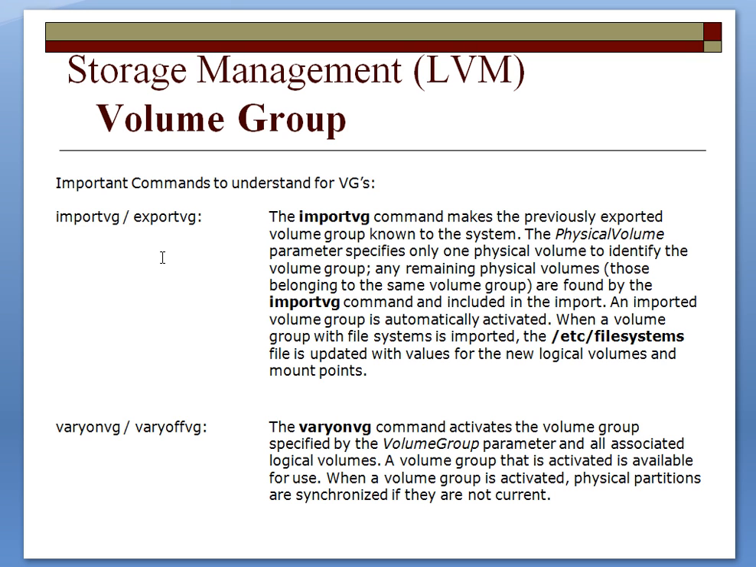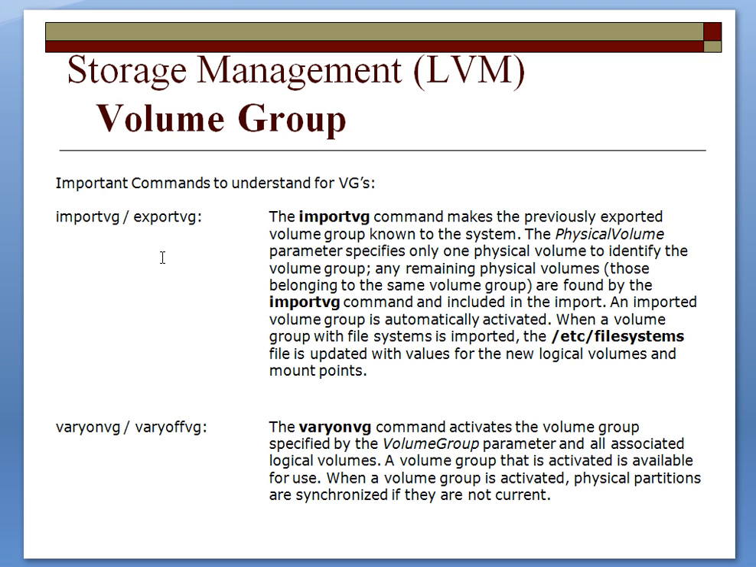So this is the difference between vary on and vary off compared to import VG and export VG. This is a little bit confusing. Import VG and export VG basically remove the knowledge of the volume group from the system. When you export the volume group, you're removing the knowledge of that volume group from the system. The system just sees it as another disk. It doesn't know whether it has any volume group on that disk.